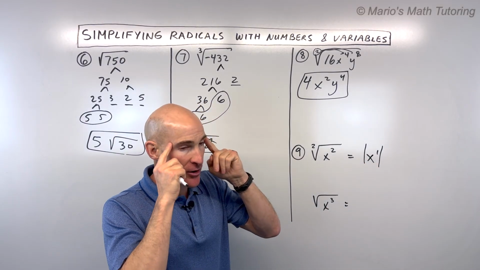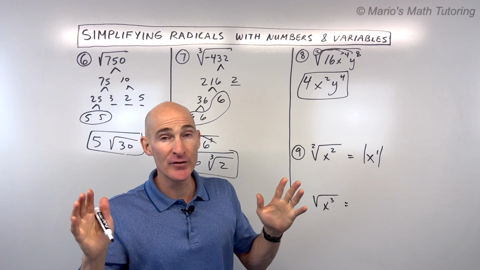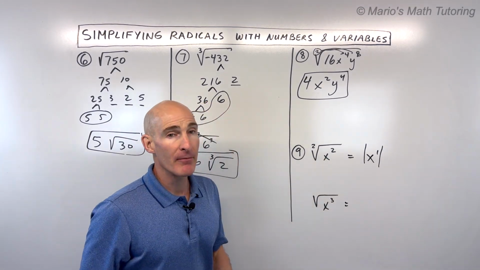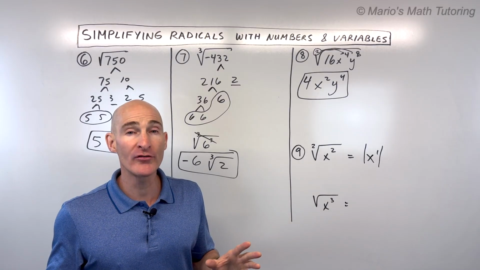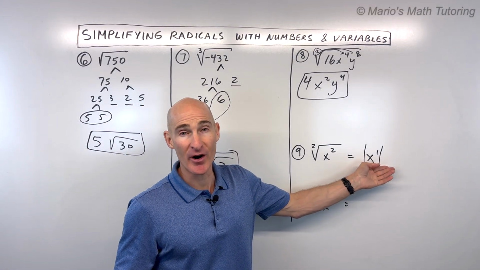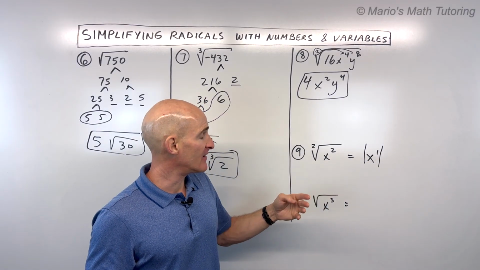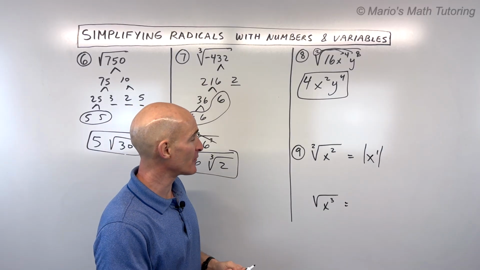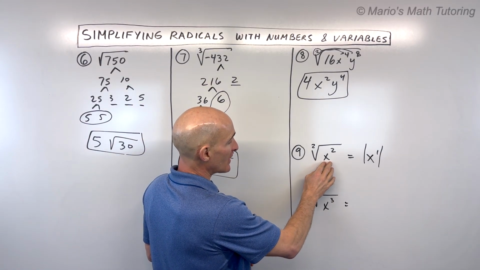Now you might be saying, Mario, I'm a little bit confused. What does this even mean? I have to be honest with you, when I first learned this, my teachers always just said, assume that all the variables are positive so you don't have to worry about putting these absolute value bars. But when they did that, and then later on I had to learn this, I was like, where are these absolute value bars coming from? So I'm going to try to explain it to you right now in a little bit more detail.